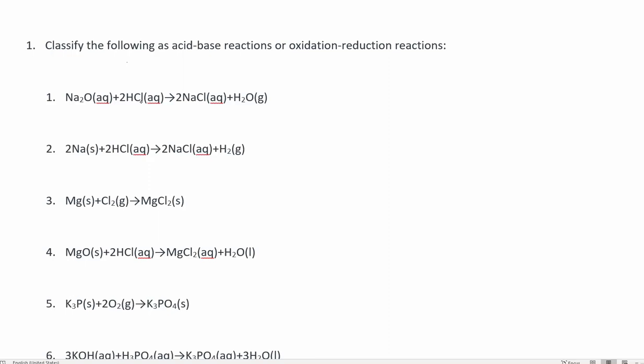Types of reactions. We're going to classify each of these as an acid-base reaction or an oxidation-reduction reaction. Usually we call an oxidation-reduction reaction redox. So number one, this is an acid-base reaction. We know it's not a redox reaction because all of our species here have the same oxidation state.